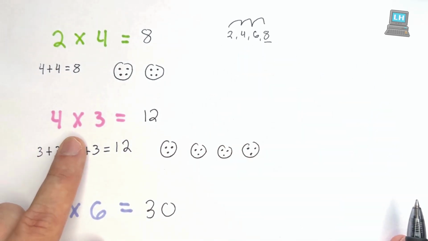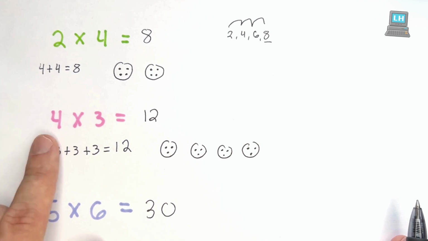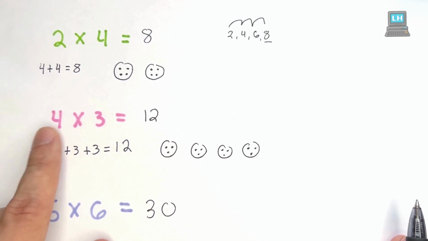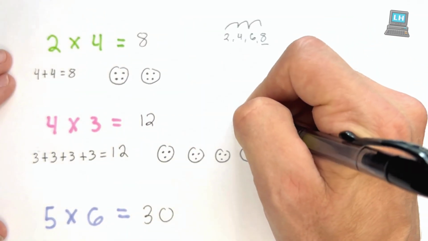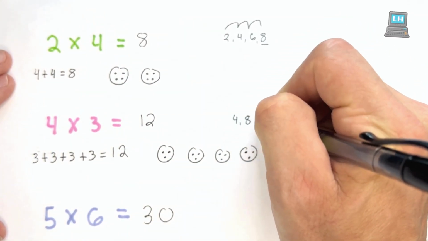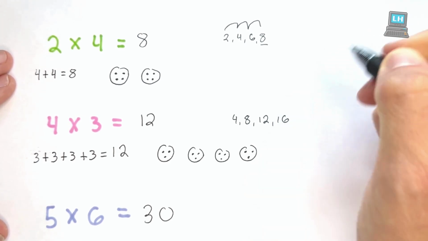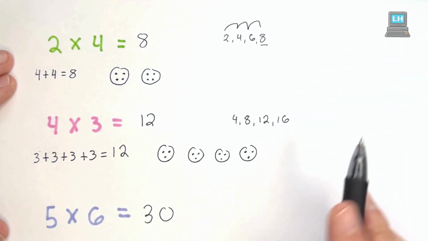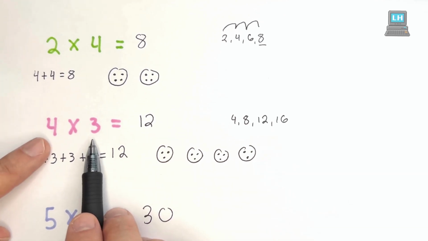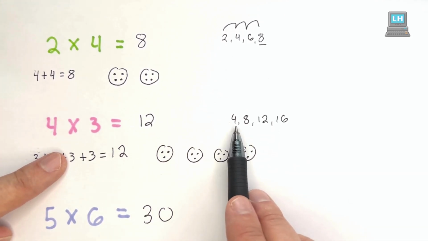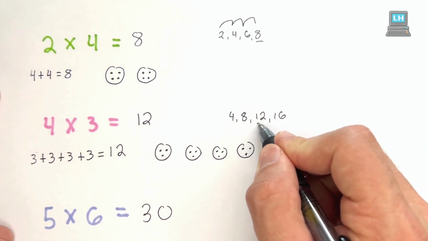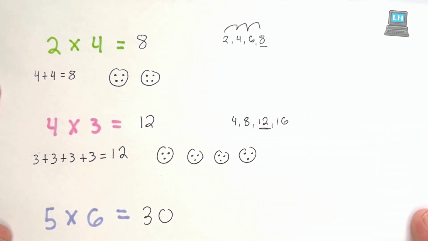Well, I have 4 groups of 3, so what I'm going to do is skip count by 4s, and I'm going to find the 3rd one. 4, 8, 12, 16. I could keep going all the way, but I don't need to. Then I need to find the 3rd one. 1, 2, 3. Oh, so the answer is 12.